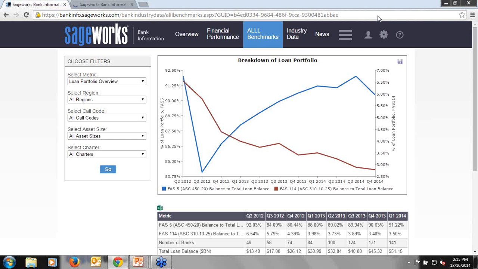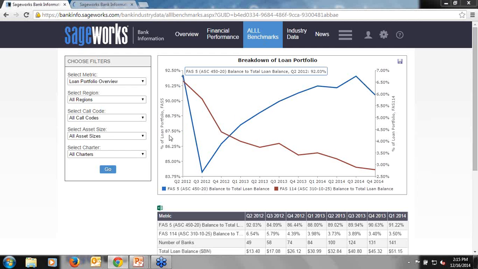You should now see a screen of the Sageworks Bank Information platform, and we are logged into the ALLL benchmarks and able to see a breakdown along the left-hand axis, percent of loan portfolio as FAS 5s, and on the right-hand axis, percent of loan portfolio as 114, and across the bottom axis, we're looking at quarterly reporting data.